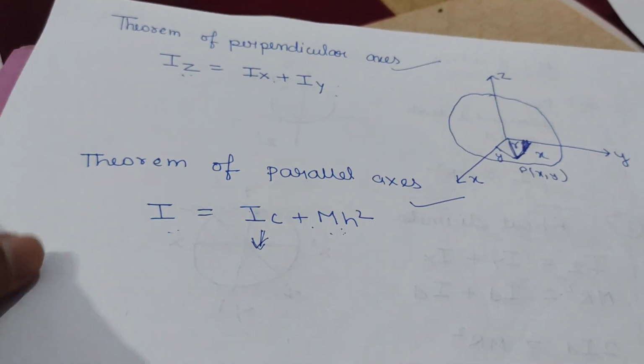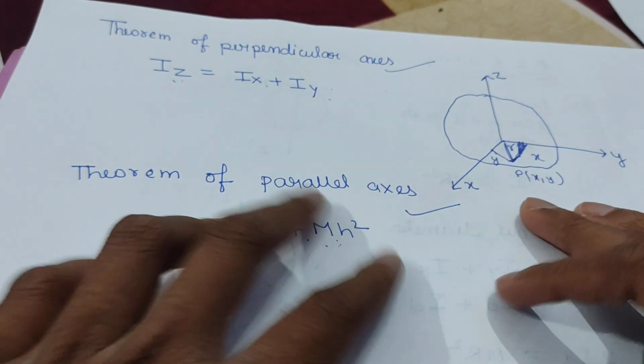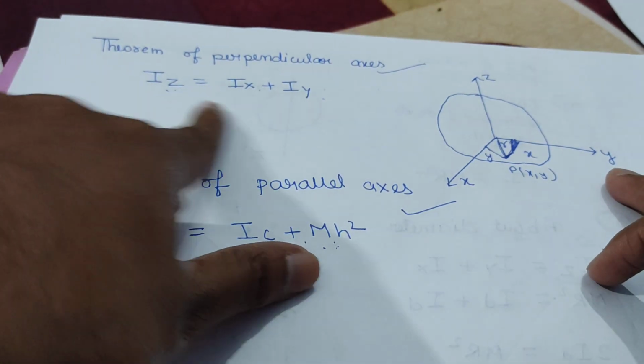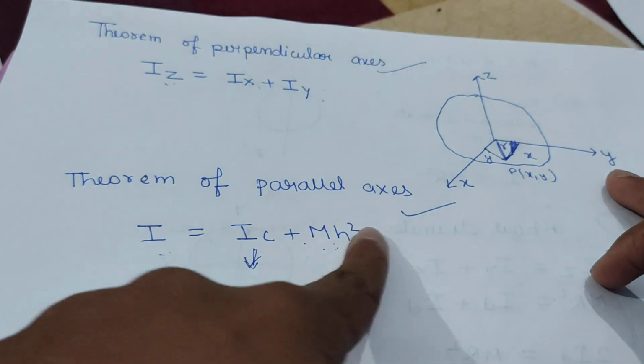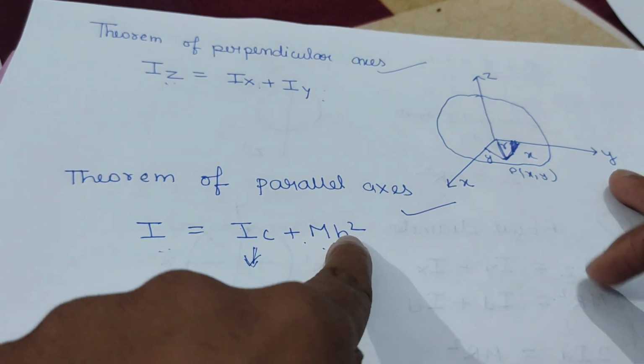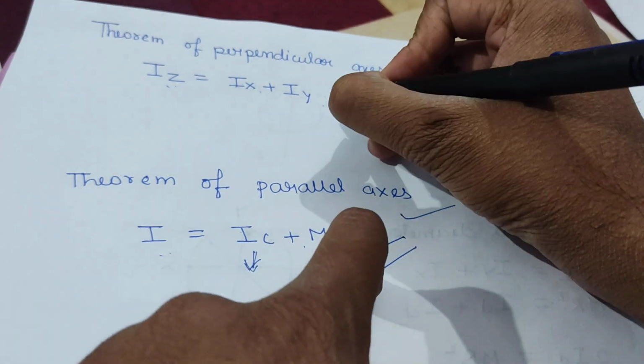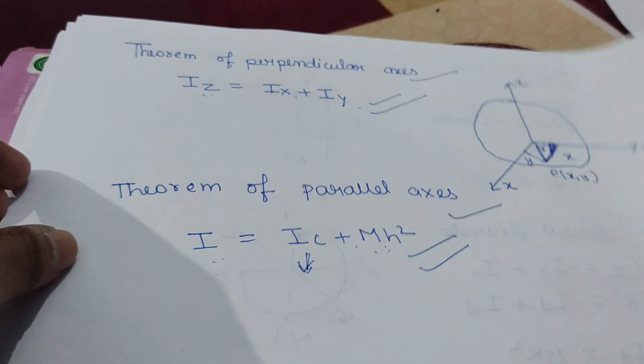Hello friends, today we'll learn about the moment of inertia. Before we get to the moment of inertia, let's go through the theorems. This is the theorem of perpendicular axis: Ix is equal to Iz plus Iy, and the theorem of parallel axis is Ic plus mh square. So this is the parallel axis theorem, and this is the perpendicular axis theorem. Now let's move to the moment of inertia.